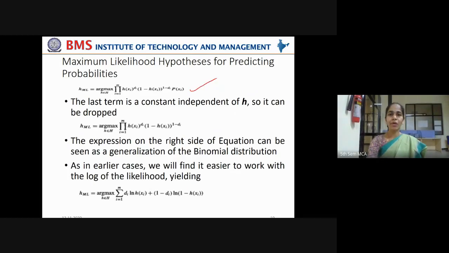Now this is what we got after substitution. Now the last term is a constant independent of h. This last term, probability of xi, the probability of a training instance occurring, probability of observing a particular patient data, is independent of the hypothesis. We are trying to relate it to the hypothesis, but in this case, the prior probability of it occurring is independent of the hypothesis.